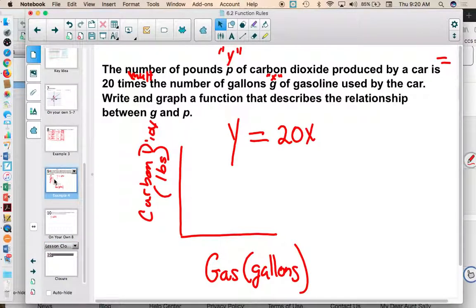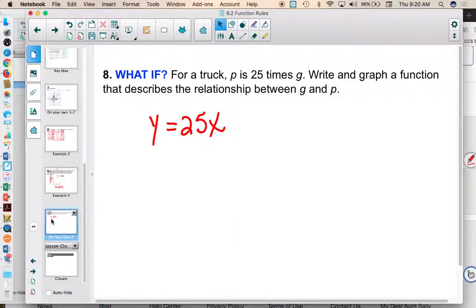Which one of them is going to have the steeper graph? Which graph is going to be steeper? This one, the original, or this one? This one. The truck's definitely going to have a steeper graph. Why? How do you know it's going to be steeper? How do you know it, Natalie? Yeah, the slope, the 25 is my slope, so that tells me it's going to rise quicker, isn't it?